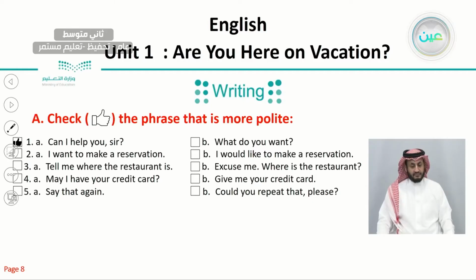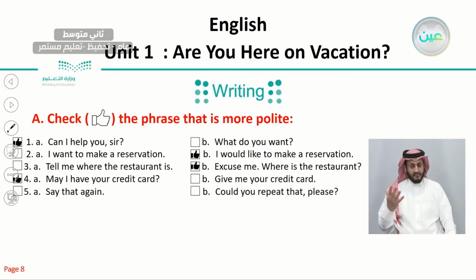What about the second column we have here? Number 2, I want to make a reservation. Which choice is A or B? I'd like to make a reservation. So it is B. Number 3, tell me where the restaurant is. Absolutely it will be B: Excuse me, where is the restaurant? Number 4, may I have your credit card? B, give me your credit card. As I said, it's imperative here, so it will be A, okay?